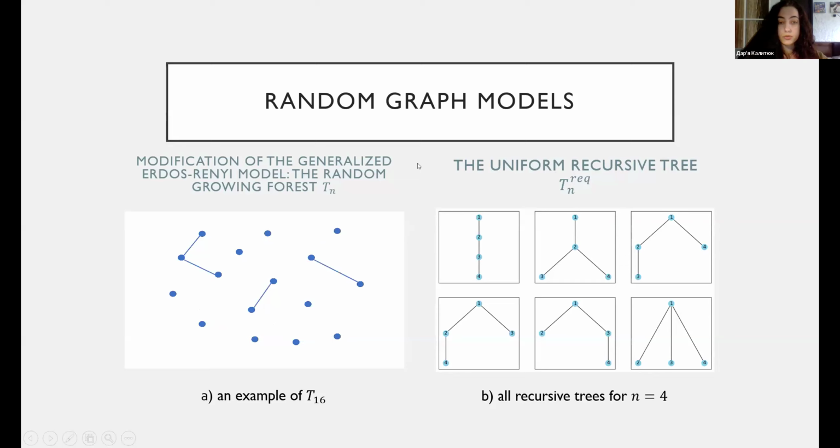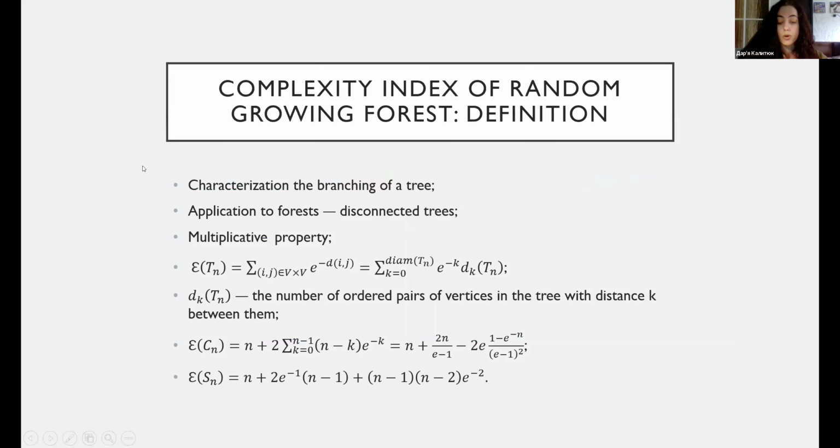So let's start by looking at the first model. When introducing the new index, we were guided by the following goals. Firstly, the new index, like the Wiener index, should characterize the branching of a tree. Secondly, we want the index to be applicable to a disconnected tree, i.e. a forest. And thirdly, we want the index to be multiplicative. Thus, we came to the following form of the complexity index of a random growing forest.